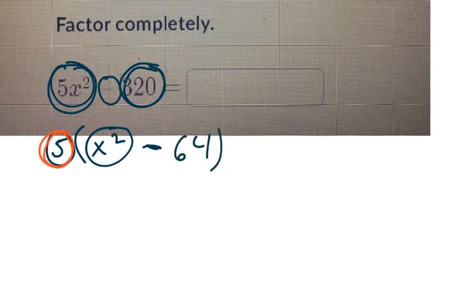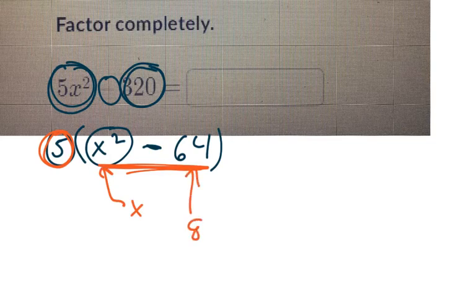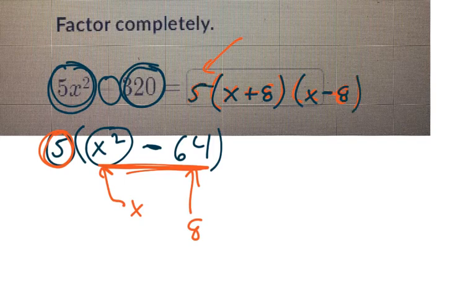Now that we have this 5 factored out, look at what we have left over here. That right there, of course, is x squared. That right there is 8 squared. So what we're going to type in here is 5, because after all, it was our GCF. And then we're going to do x plus 8, x minus 8. Hopefully you can see that okay. Okay, let me do that in black. x plus 8, x minus 8. Don't forget the 5 in front.